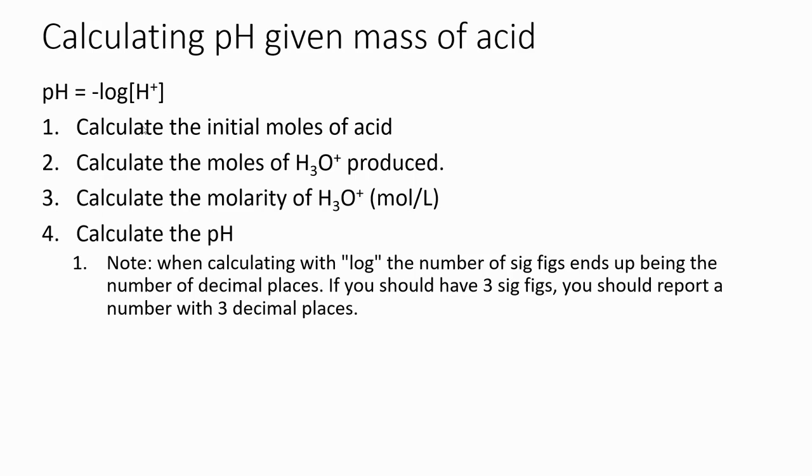So these are the steps that we're going to use. We're going to calculate the moles of the acid. So we're going to use the molar mass. So how do we do that? If we have mass, if we have grams, and we need to get to moles, what do we have to do? Good. Yep. So we're going to take the mass and divide by the molar mass. And that will give us moles of the acid.